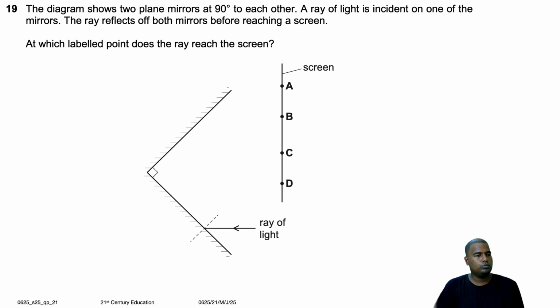The diagram shows two plane mirrors at 90° to each other. The ray of light is incident on one of the mirrors. The ray reflects off both mirrors. Okay, so it's 90° in the center. So the ray of light is at approximately 45°, so this will also reflect at 45°. On the opposite mirror also, it will be incident at 45° and reflect at 45°. So the ray will go like this. So it will go through B.